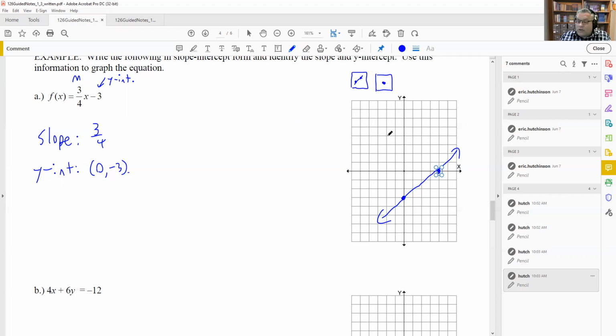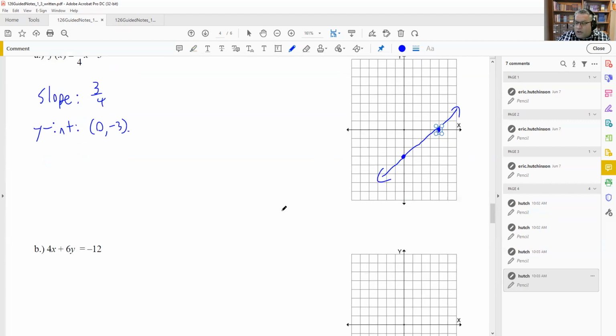But this is how the tool should work when you do My Open Math. Just use the line tool whenever you're trying to draw a line like that. Okay, so now let's go on to the next one.